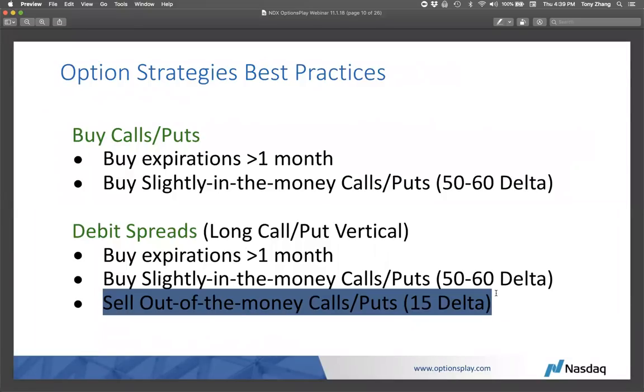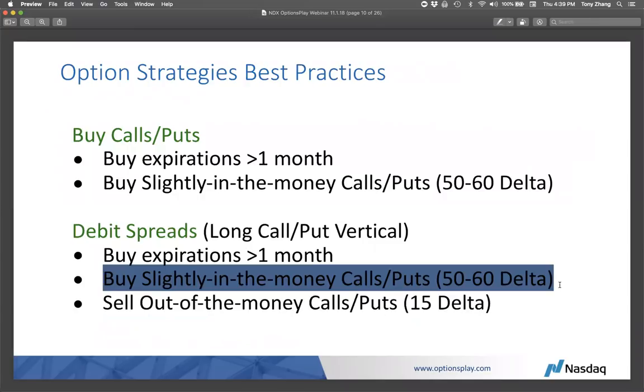what that does is it brings in a little bit of income, and that causes an offset off the price that you have to pay on the long call. That means you reduce your risk, you reduce the break-even price on your strategy, and you're reducing the time value or the time decay on the whole strategy. So those are some of the benefits of trading debit spreads.